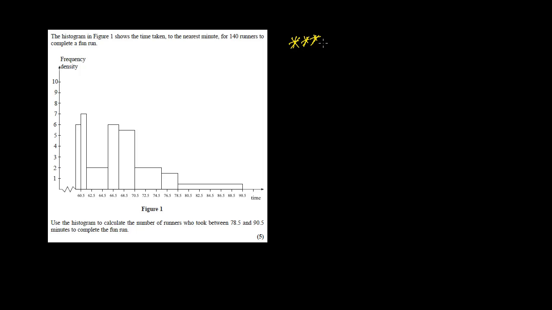The first thing that you need to remember: area is proportional to the frequency of the histogram. So area is not equal to the frequency, area is proportional. That means the area equals some constant times the frequency. What we usually assume this constant k to be is 1, but that doesn't happen all the time.